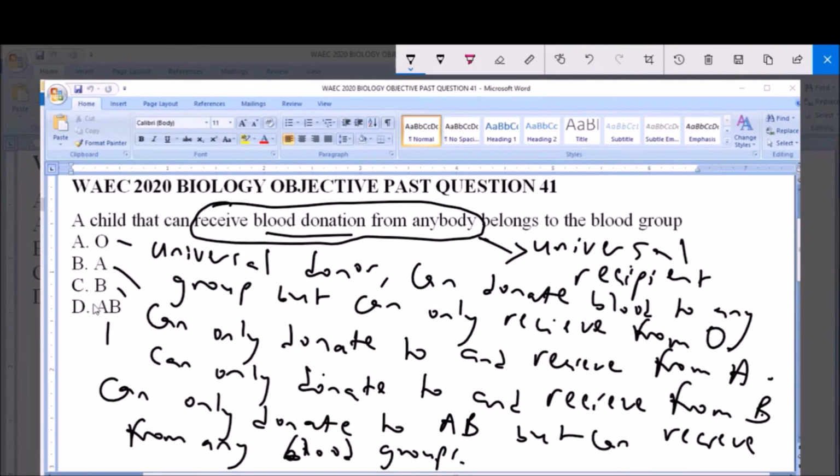So blood group AB can receive blood donation from any of the blood groups, from A, from O, from B. So blood group AB is known as the universal recipient, which is the correct answer to this question, option D, AB. So a child that can receive blood donation from anybody belongs to the blood group AB.